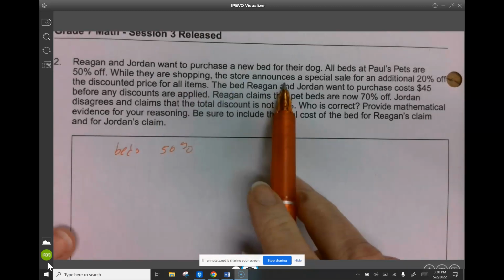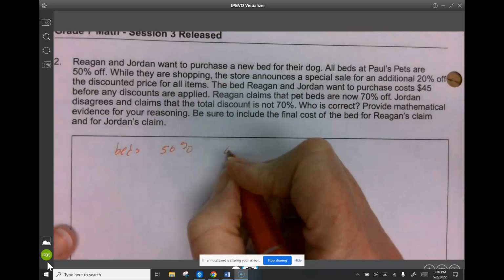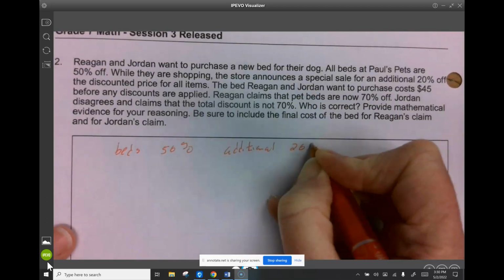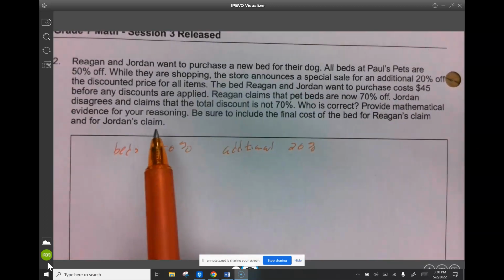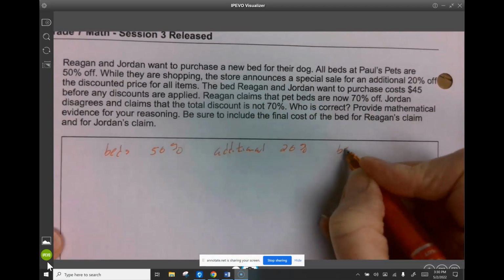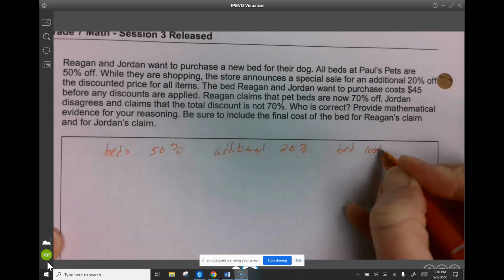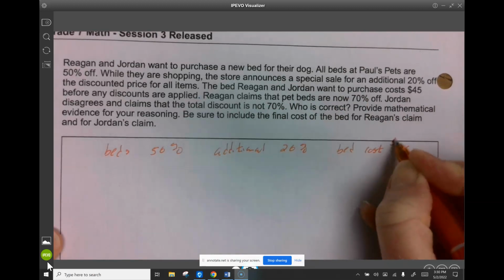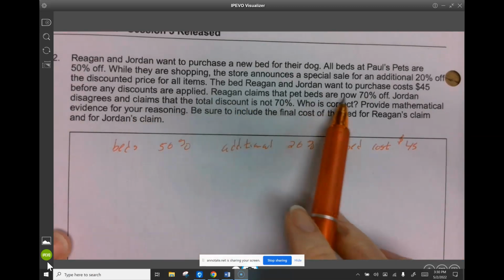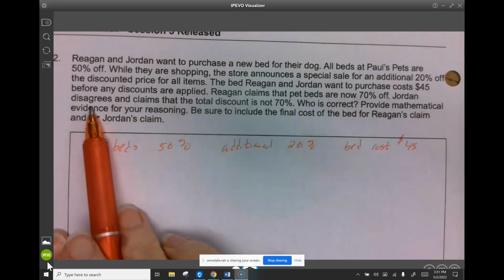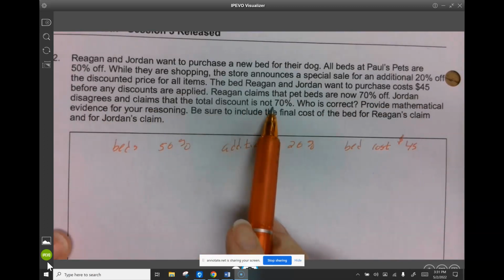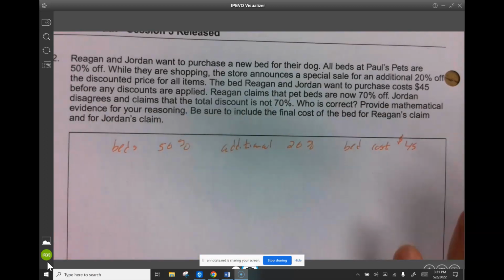While they're shopping, the store announces an additional 20% off. The bed Reagan and Jordan want to buy costs $45 before discounts. Reagan claims that beds are now 70% off. Jordan disagrees and claims that the total discount is not 70%. Who was correct? Okay, so here we go.